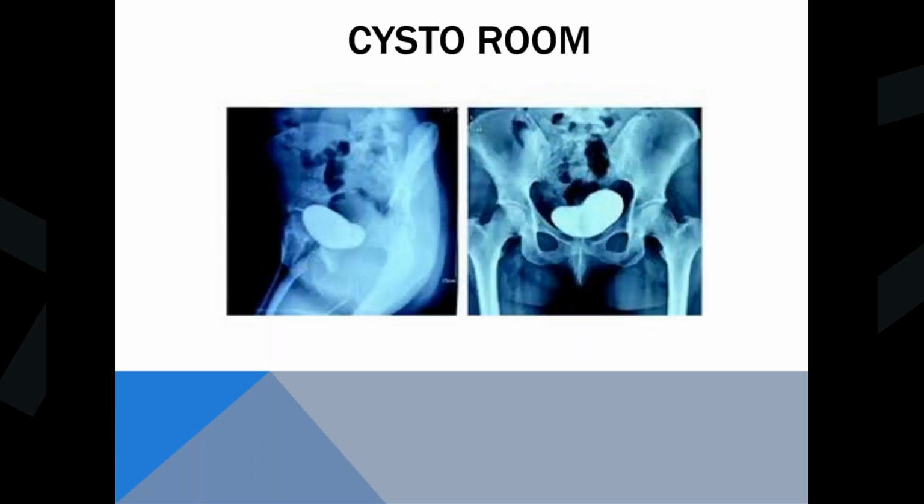So here's a picture of what you might see in cysto. They'll use a contrast. I'm guessing it's probably barium. It might be one of the contrasts. They'll fill the bladder up, and then it will show up on the X-ray image, and that'll allow them to go in and clean out any blockages or cysts or kidney stones, depending on what they're going after.